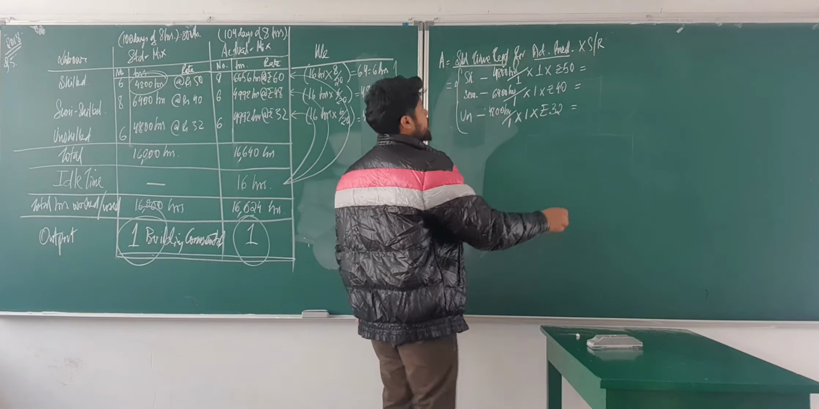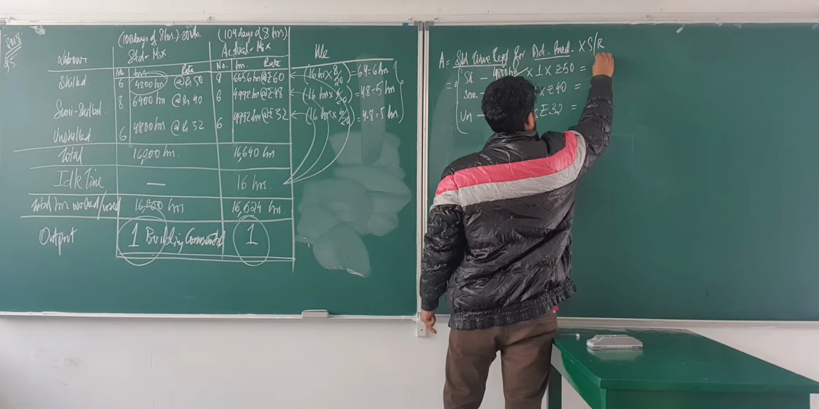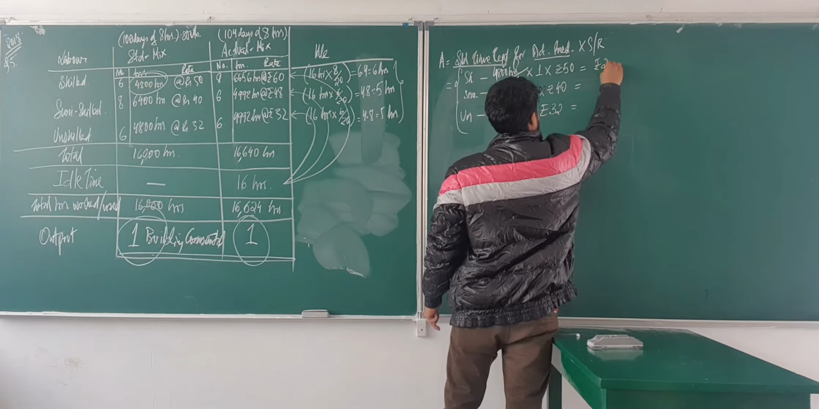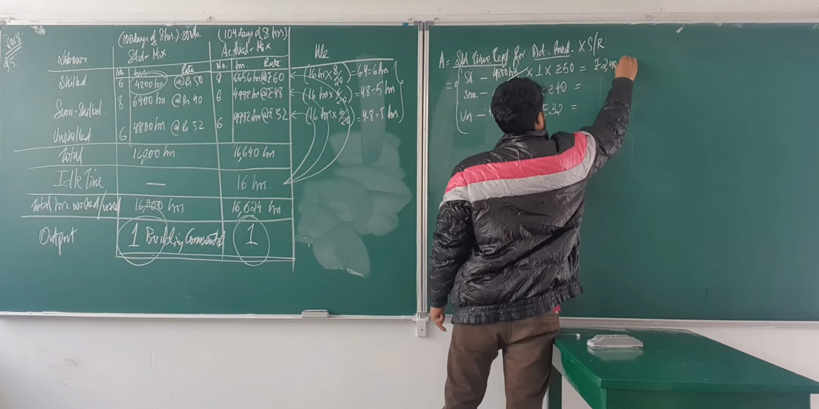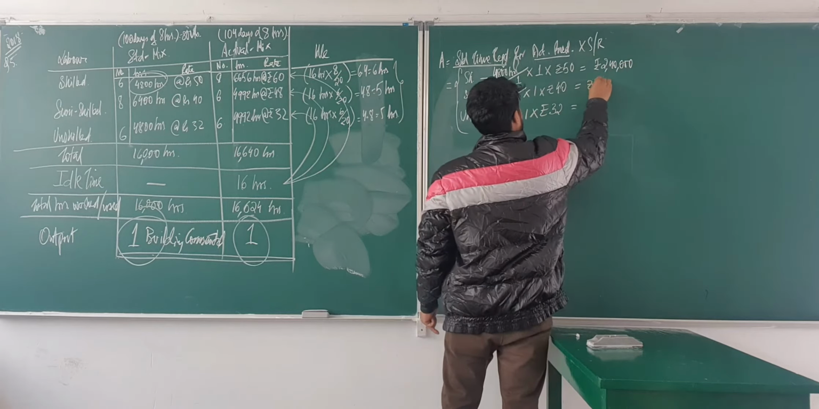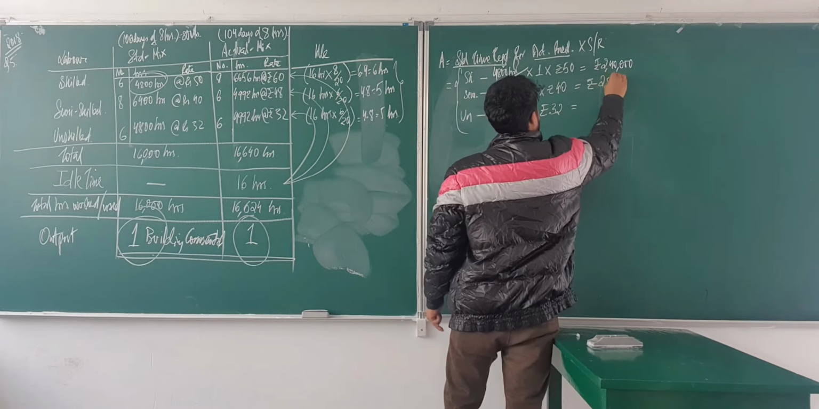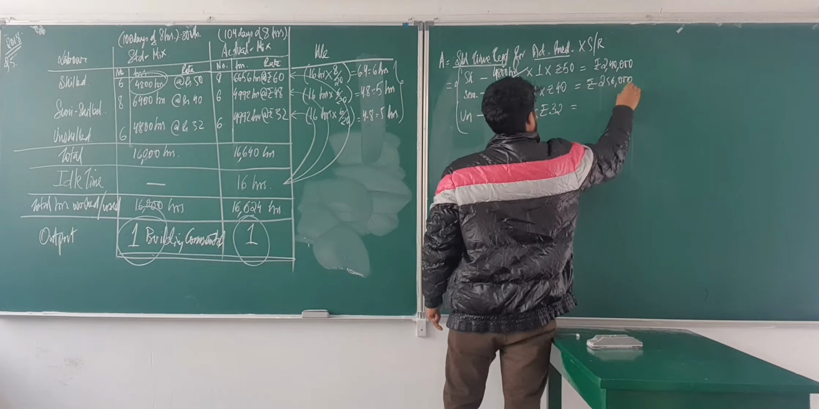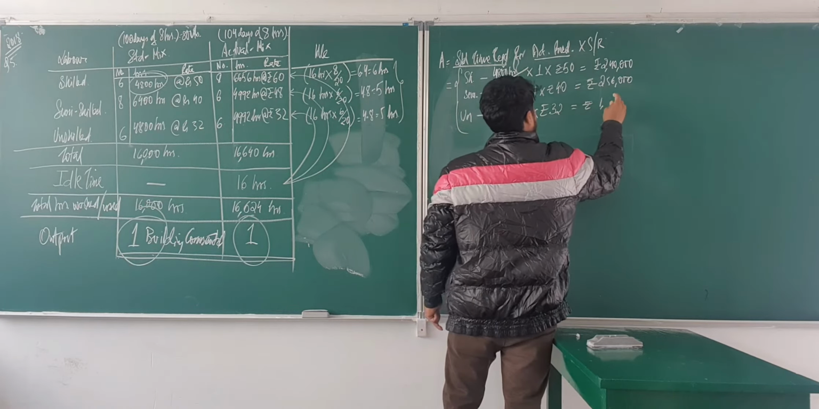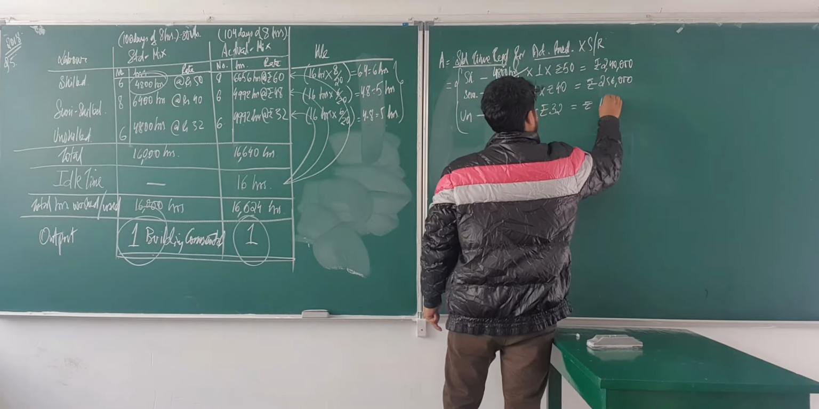What are you getting? Tell me. 2,40,000 rupees? 2,40,000. Here? 2,56,000. Here? 1,50,000, 1 lakh? 1,53,600.